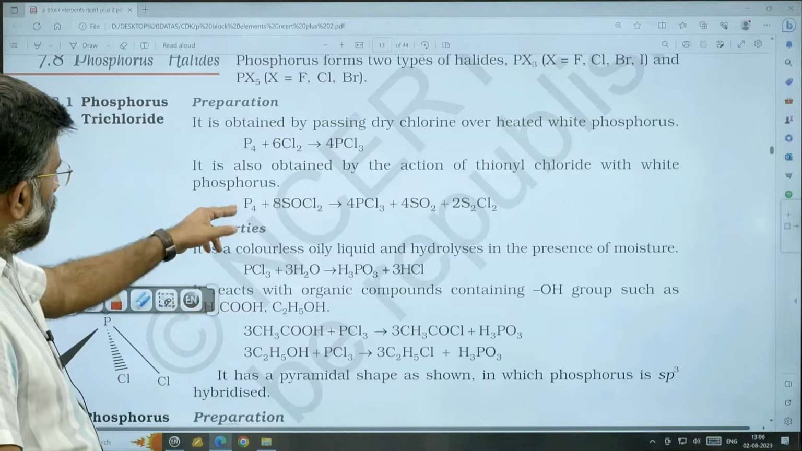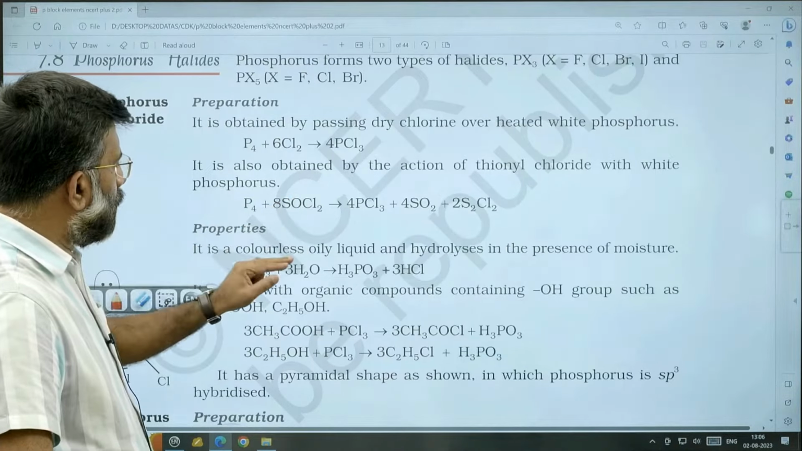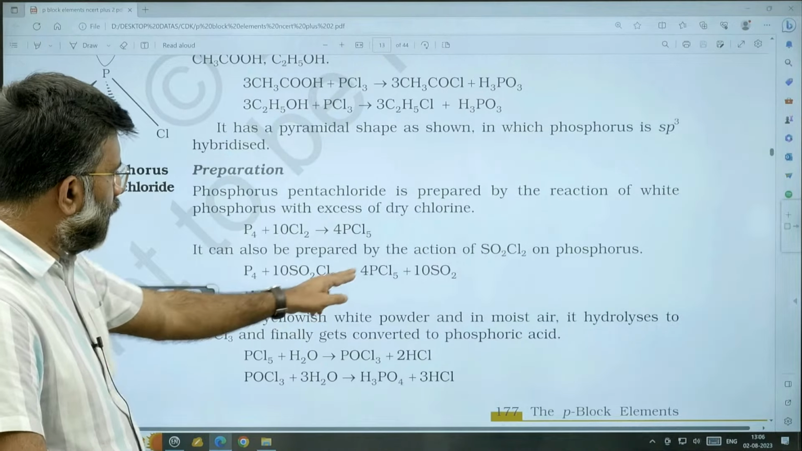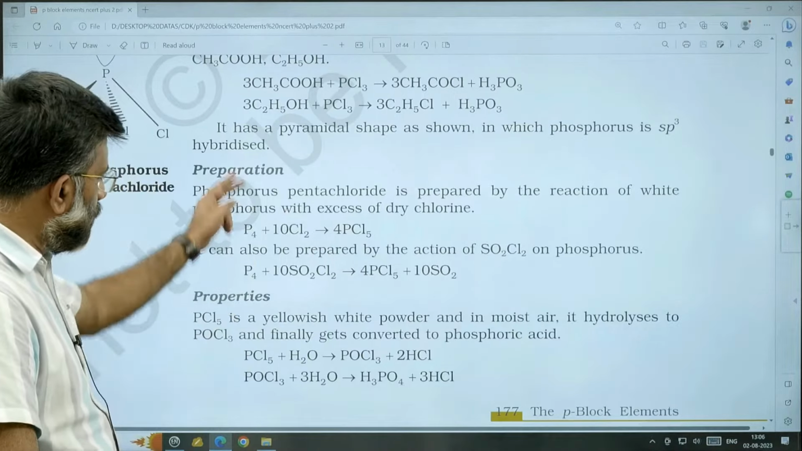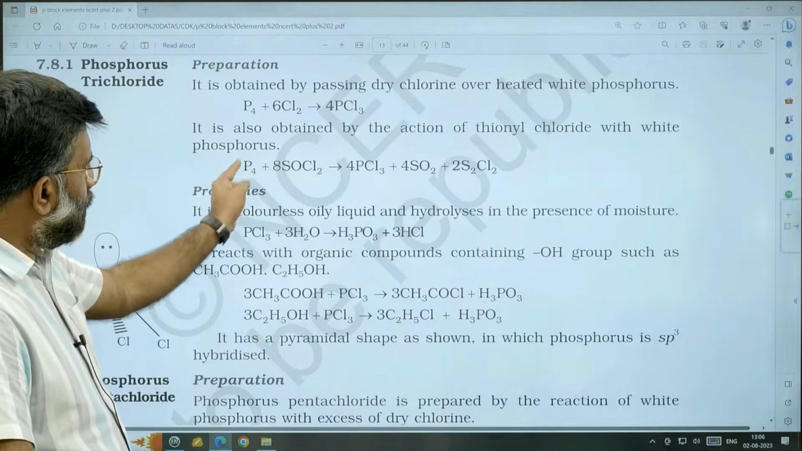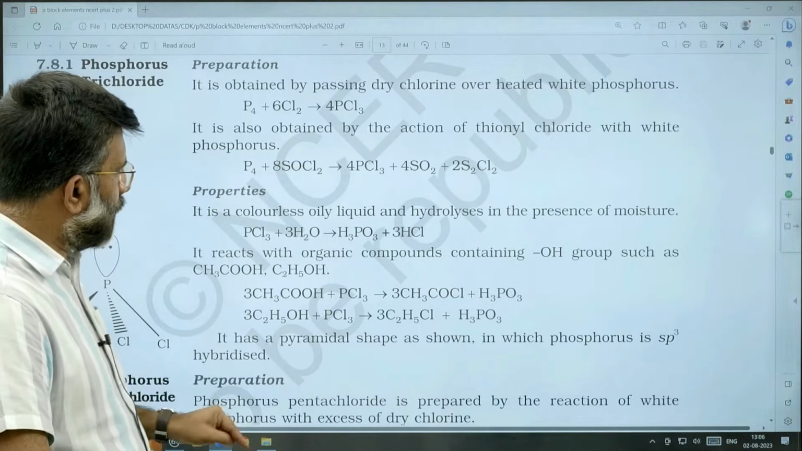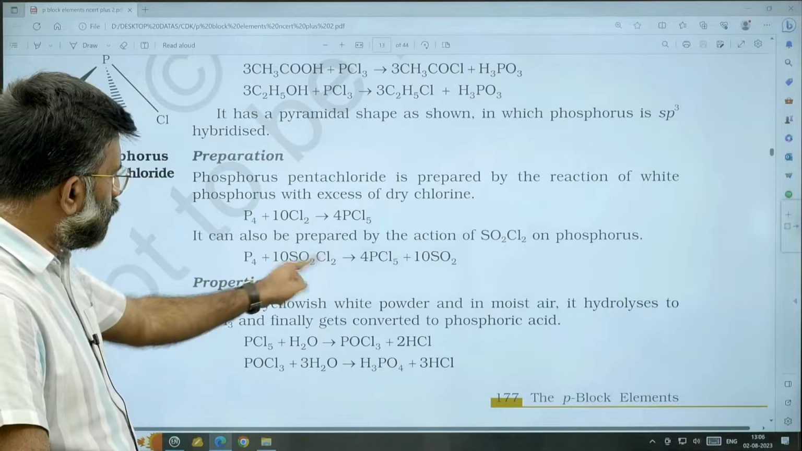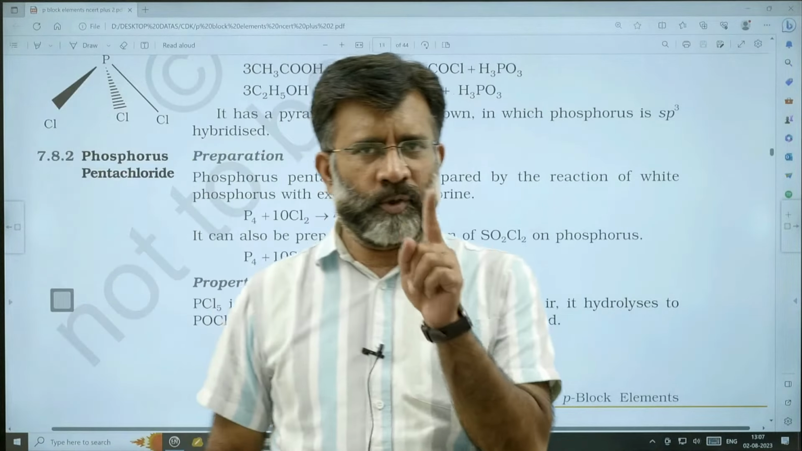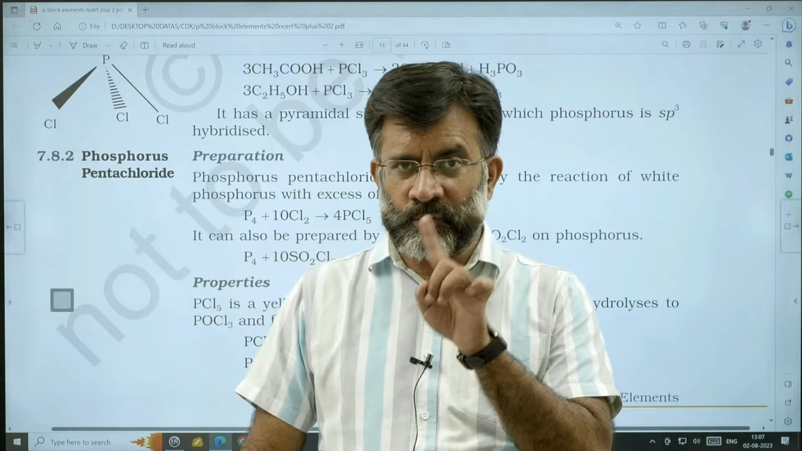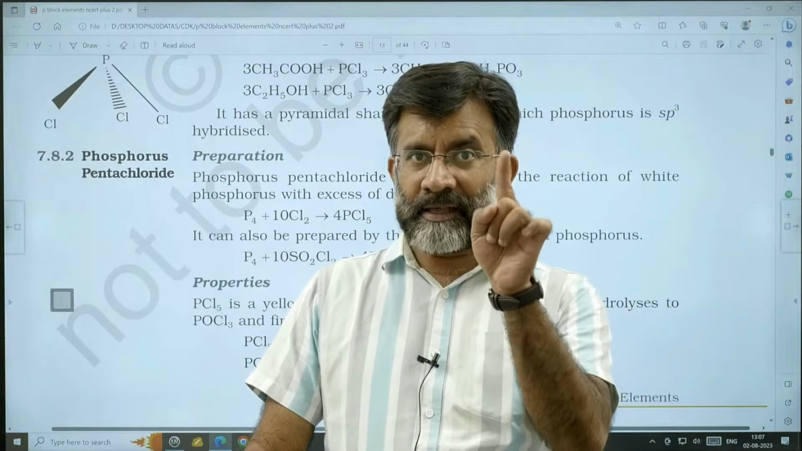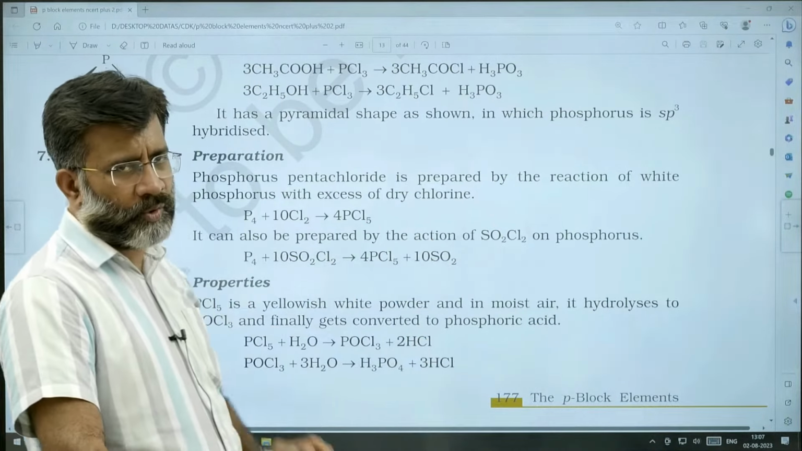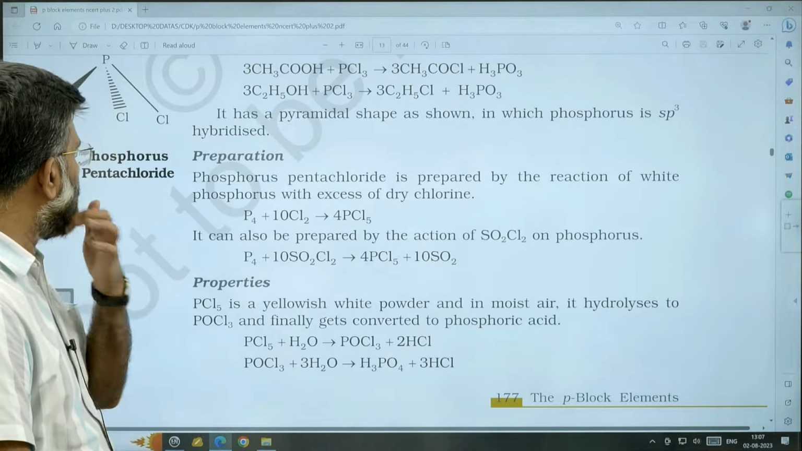Now again, white phosphorus with thionyl chloride, you get PCl3, while white phosphorus with sulfuryl chloride, we get PCl5. SOCl2 is thionyl chloride: P4 with SOCl2 gives PCl3, SO2, S2Cl2. Slight change: white phosphorus with SO2Cl2, sulfuryl chloride, we get PCl5 and SO2. Slight difference, but identical reaction.